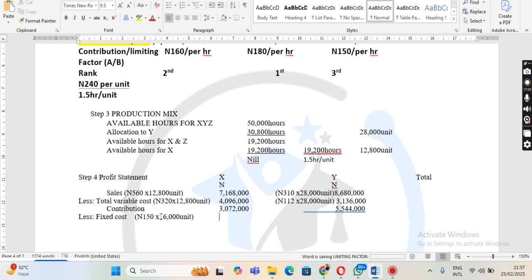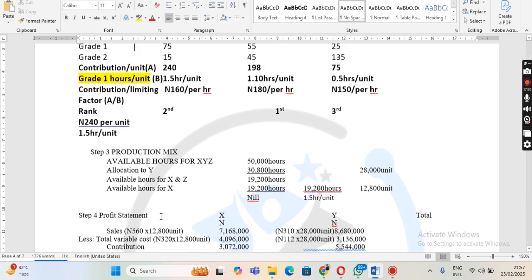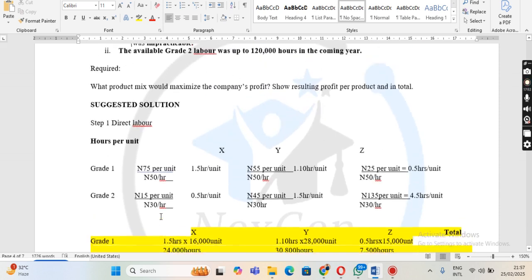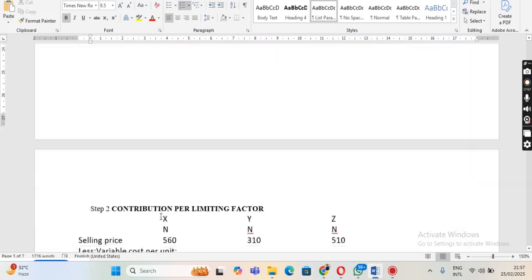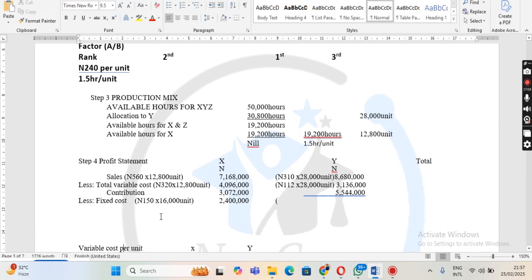We have 2.4 million, 2,400,000. Next. What is the next cost per unit? That's 75 naira per unit. So you can see all these things, you need to understand them, right?